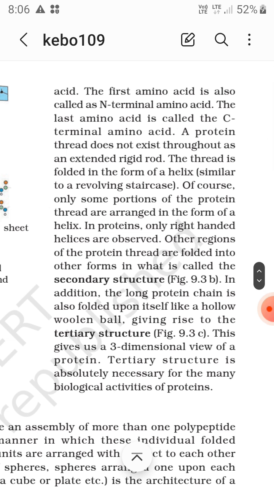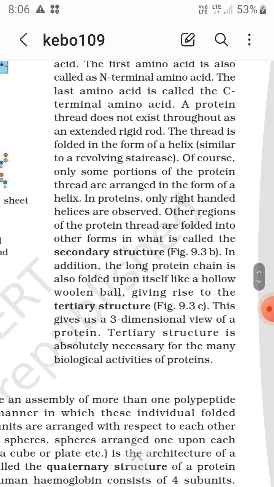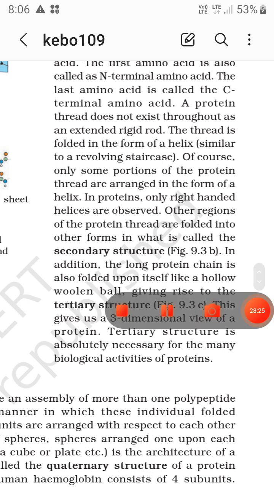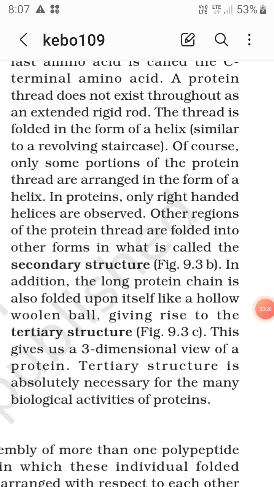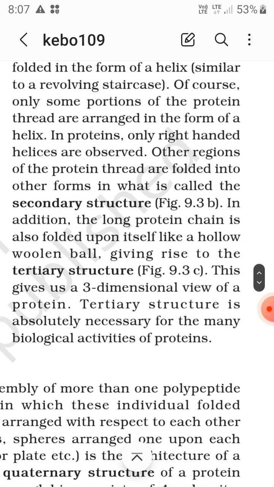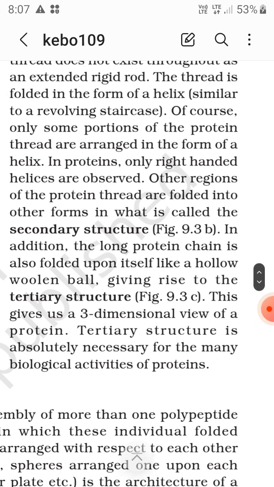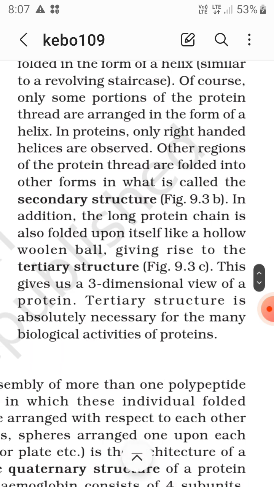The protein thread does not exist throughout as an extended rod. The thread is folded in the form of helix. Of course only some portions of the protein thread are arranged in the form of helices, not all. Now in proteins only right-handed helices are observed. Other regions of the protein thread are folded into other forms in what is called the secondary structure.